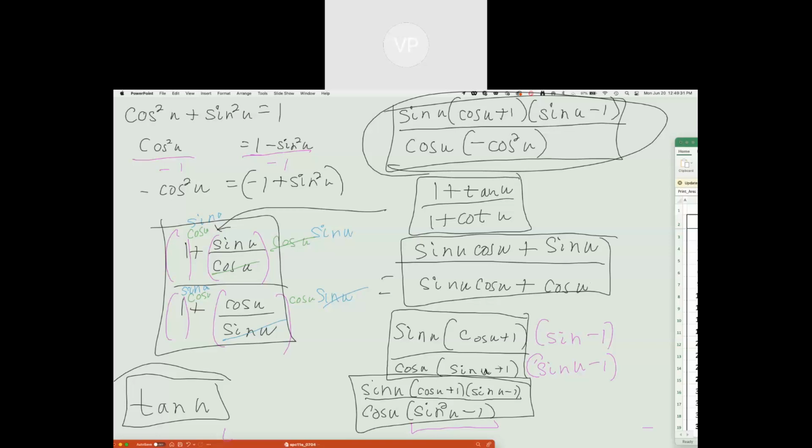If you picked a u, like pi over 3, and you plugged it into any of these boxes, you will get the same result numerically every time. If you plug in 5 pi over 4 to any of these boxes in place of every u, you will get the same answer in each box every single time. So that's what we're talking about here with identities. Every one of these are equivalent.